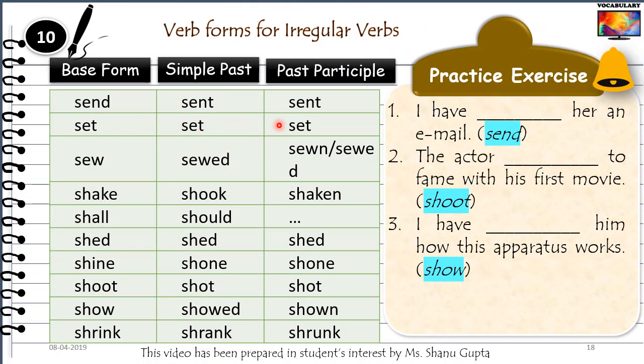Send, sent, sent. Set, set, set. Sew, sewed, sewn or sewed. Shake, shook, shaken. Shall, should. Shed, shed, shed. Shine, shone, shone. Shoot, shot, shot. Show, showed, shown. Shrink, shrank, shrunk. And the answers for the practice exercise are: I have sent her an email.